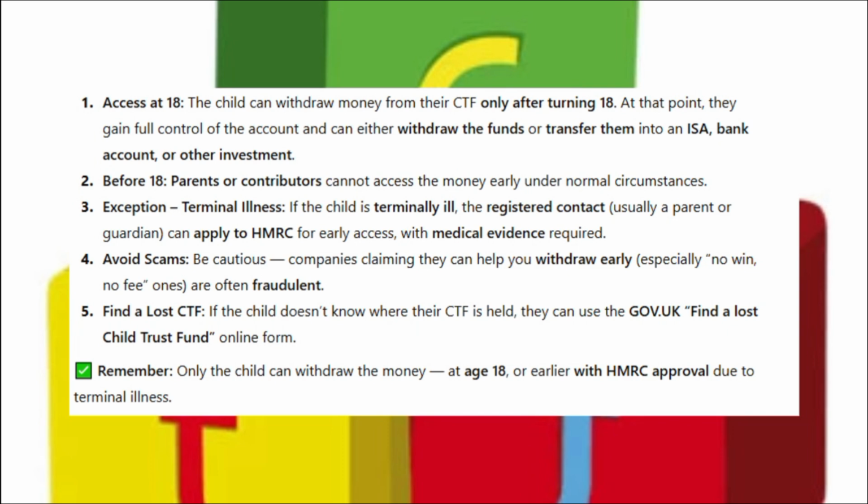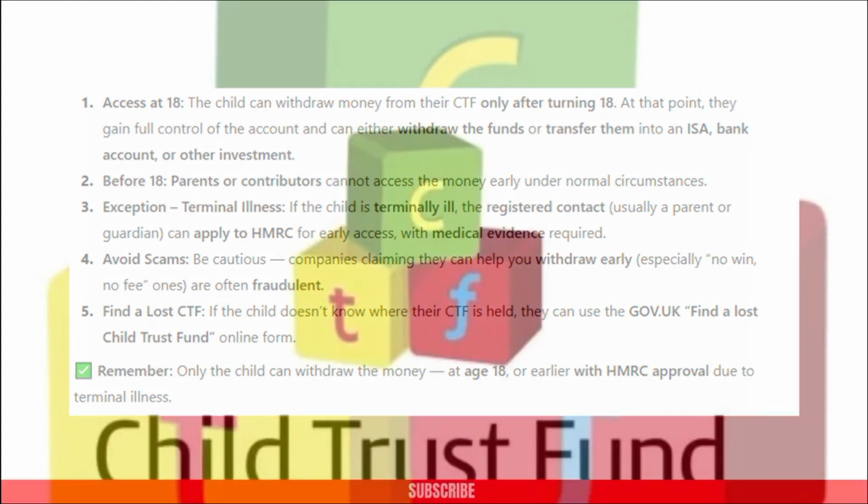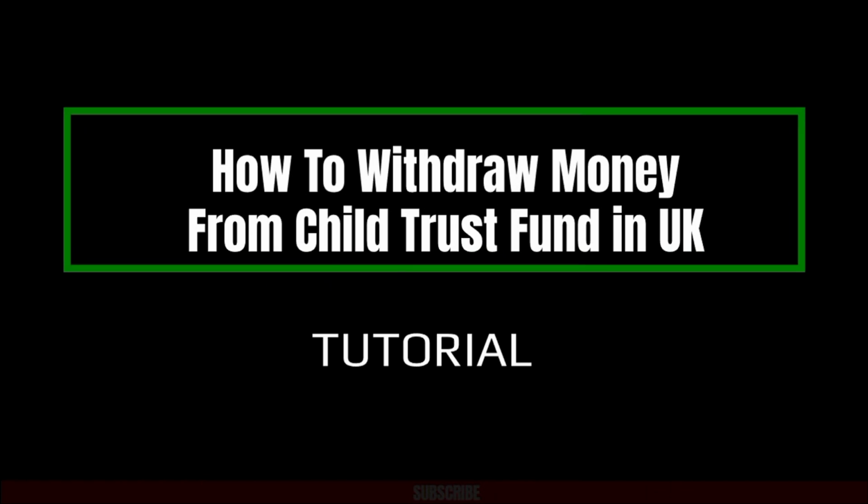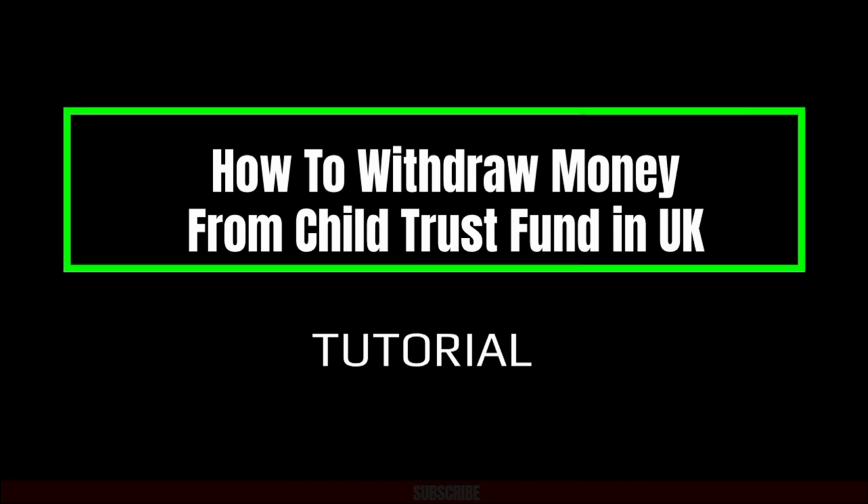Remember, only the child can withdraw the money at age 18 or earlier with HMRC approval due to terminal illness. And that's how you will be able to withdraw money from Child Trust Fund in UK.